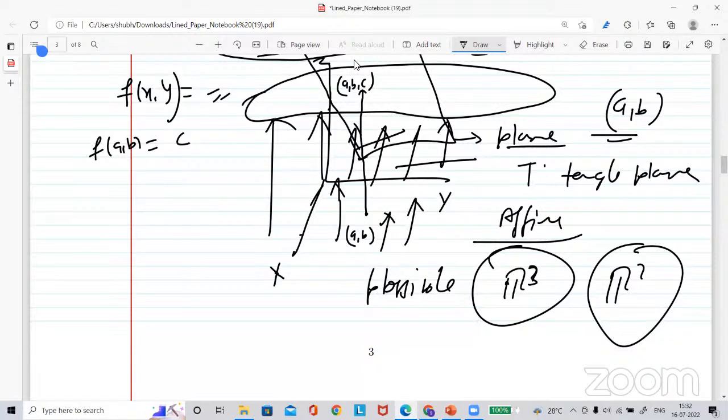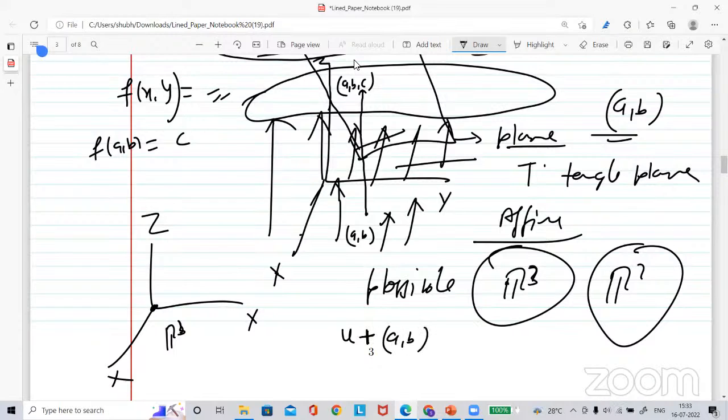What are the possible subspaces in R3? Suppose this is your R3, a vector space. Now, what do we mean by affine? Affine means you take a subspace and add a point to it.